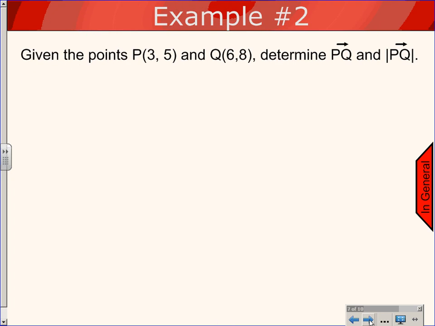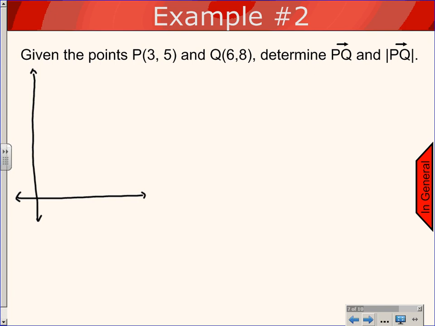Okay. Next example says, given the points P(3, 5) and Q(6, 8), determine vector PQ, and then determine the magnitude of it. And then we're going to get a general formula there in a second. So here's a little sketch of what this should look like. Not to scale, but I'll come close.